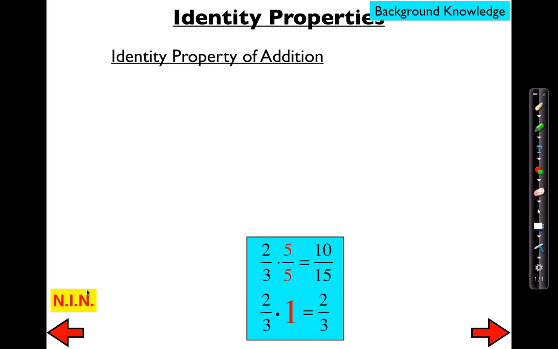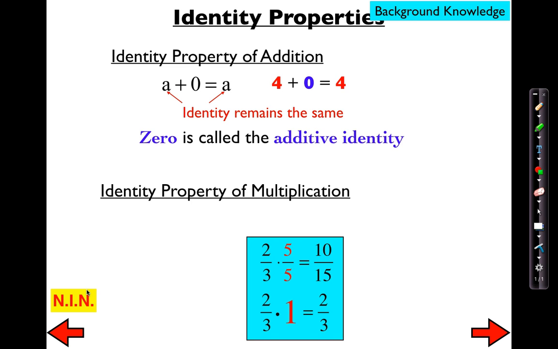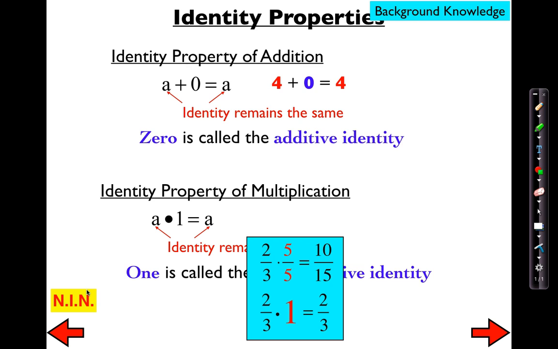So there's an addition property. There's the identity property of addition. That's when you add 0, because adding 0 doesn't affect the identity. Okay, 0 is called the additive identity for that purpose because it doesn't change the value of a number. And then we have the identity property of multiplication. And guess what the multiplicative identity is? Hopefully you guessed that it's 1, because multiplying a number by 1 doesn't change the identity of a number. Okay, just know 1 is called the multiplicative identity.